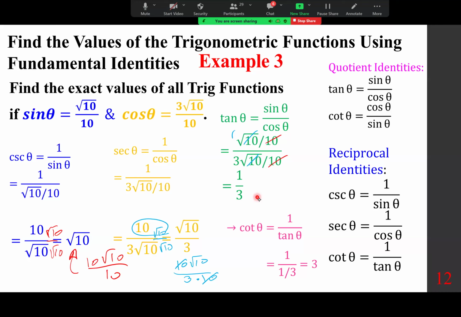All right. So a quick recap. Sine was given. Cosine was given. Tangent is sine over cosine. After you find that, for the rest of them, you use the reciprocals. Okay.